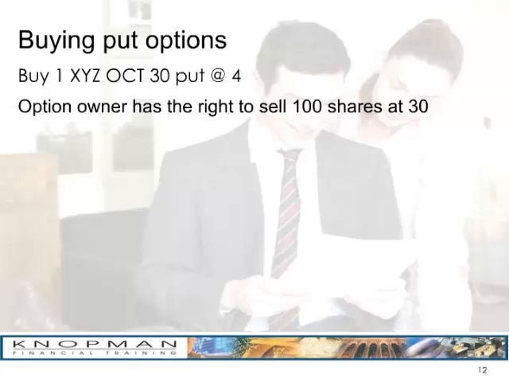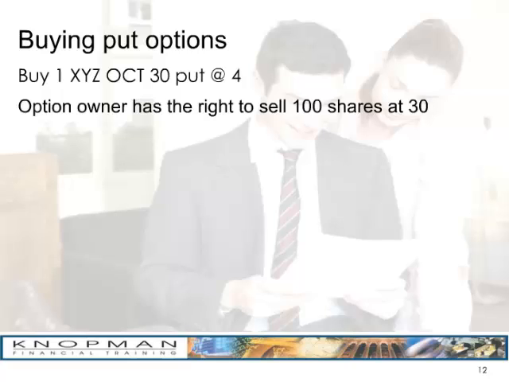When would an investor want to sell stock for 30? Would an investor want to sell stock for 30 if it was actually worth 50? No, why would you sell for 30 if it was actually worth 50 in the market? When would an investor want to sell stock for 30? Well, let's say the stock were only worth 10.